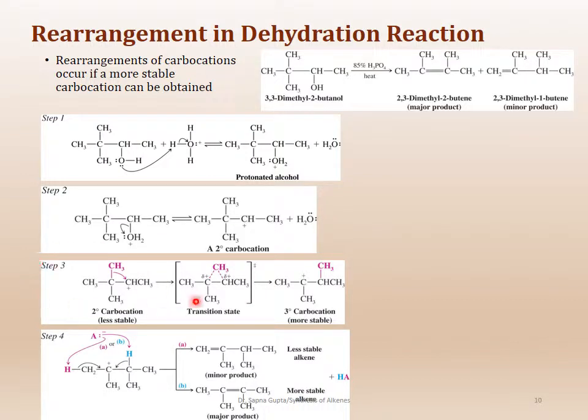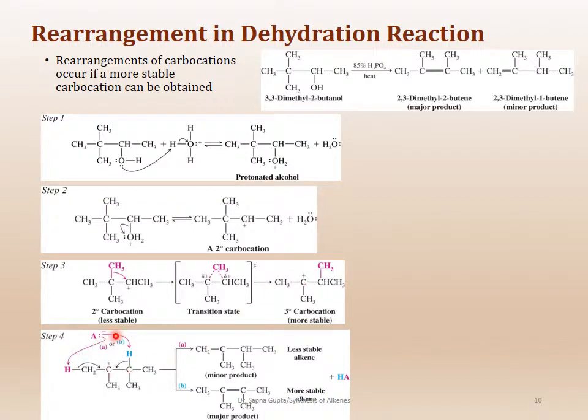So in step number 3 over here, again, the rearrangement can occur because you have a secondary carbocation and the carbon next to it has a methyl group that can shift. Once that shifting occurs, then you end up forming a tertiary carbocation. Remember, again, the rearrangement will not take place if you're not forming a more stable carbocation. That's the driving force for rearrangements.